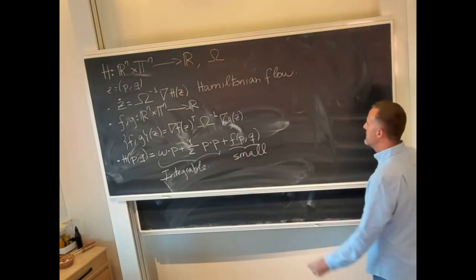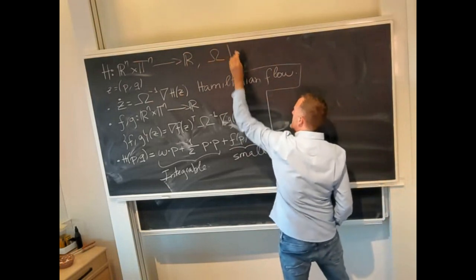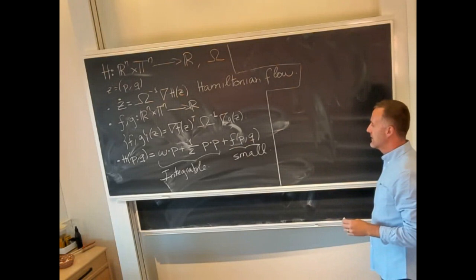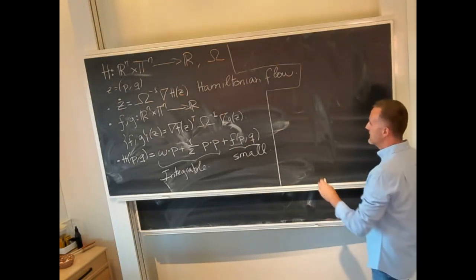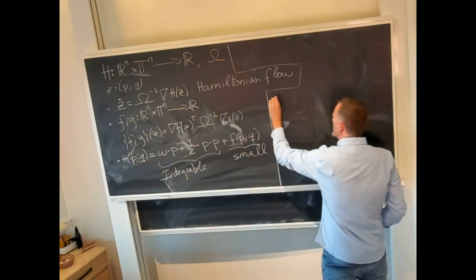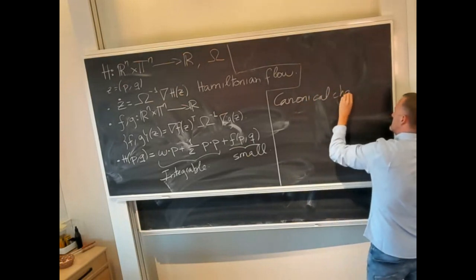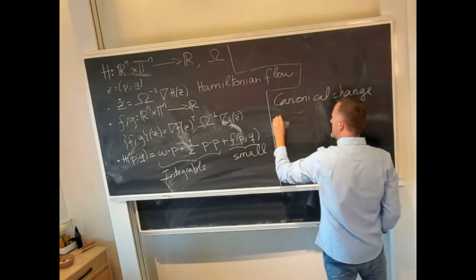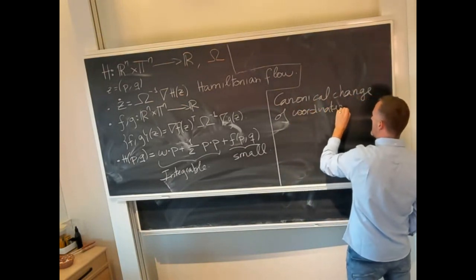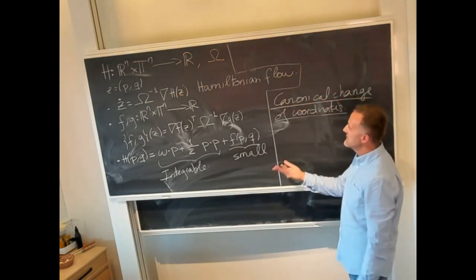Then there is a very beautiful object. I will leave some bibliography in the description so you can have a look at it. It is used for doing a change of coordinates of the Hamiltonian. We want to do a canonical change of coordinates that makes the Hamiltonian easier. What is a canonical change of coordinates?